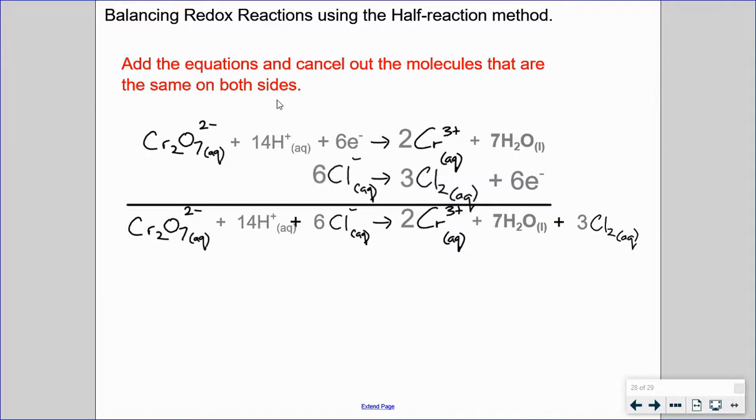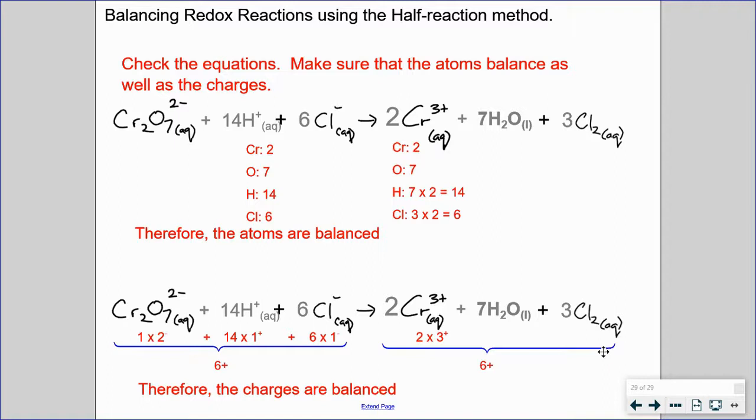Now, we add the equations and cancel out the molecules that are the same on both sides. As it turns out, only the electrons are the same on both sides. And when you cancel them out, you bring everything down. Dichromate, 14 hydrogen ions and 6 chloride ions. And on the right-hand side, we have 2 chromium ions, 7 waters, and 3 chlorine molecules.